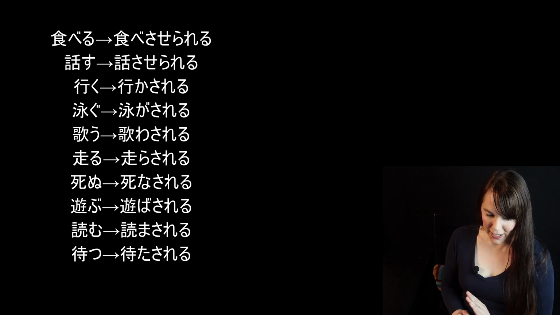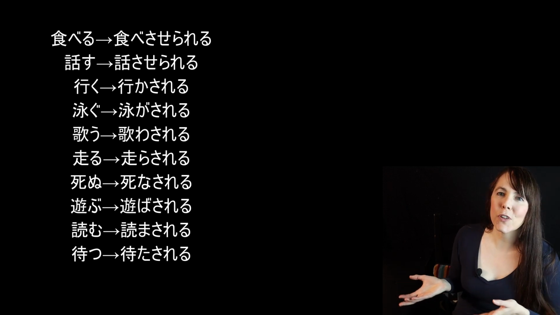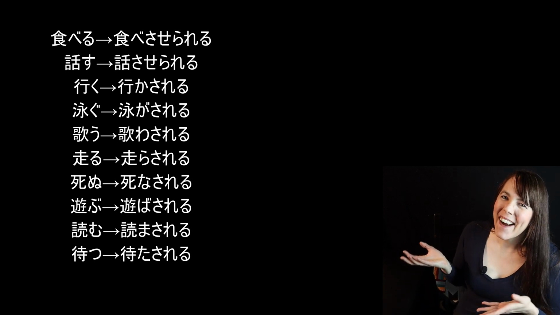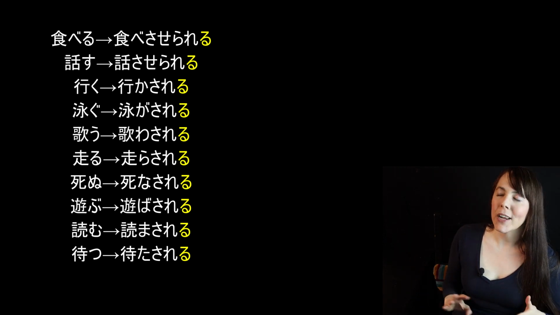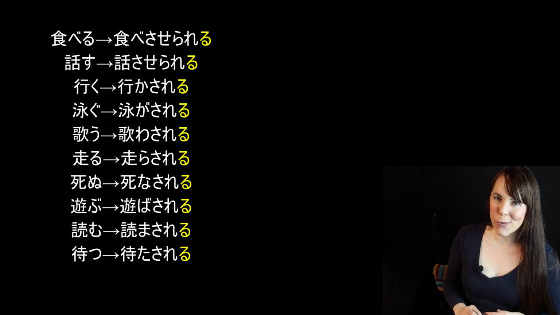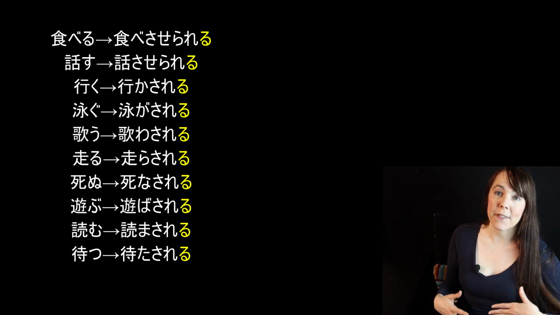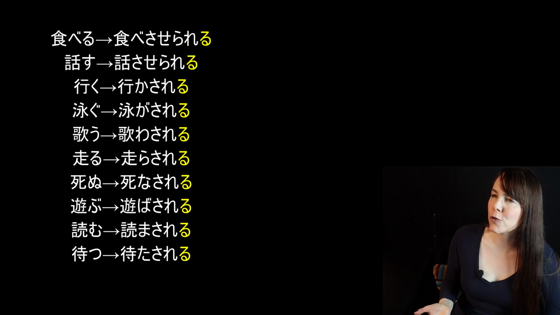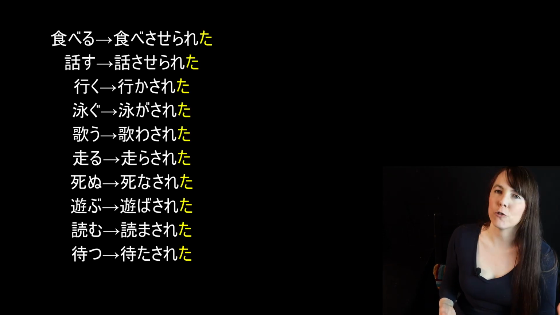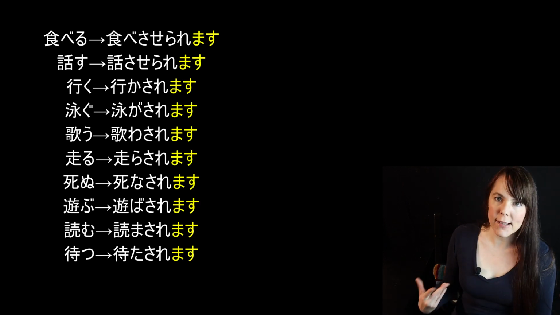Yomu, yomasareru. Matsu, matasareru. So all these beautiful, very long verbs are all now ru verbs, regardless of what they were before. Doesn't matter if it was a u verb with a su before, now they have all magically transformed into ru verbs, and they are conjugated as such. So to change it to past tense, you drop the ru and change it to ta. To change it to polite present, you drop the ru and change it to masu, etc., etc.